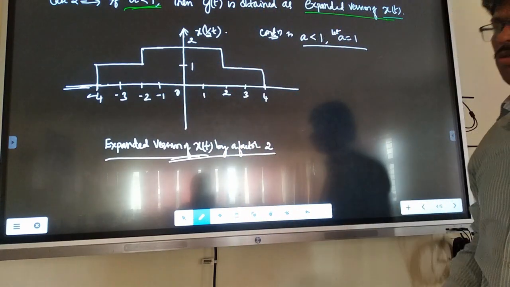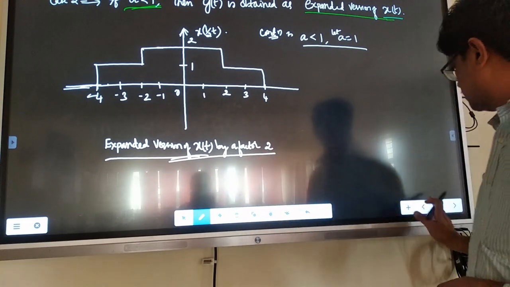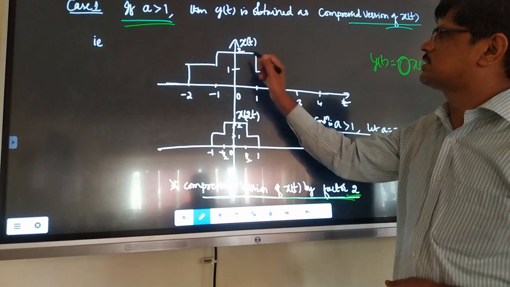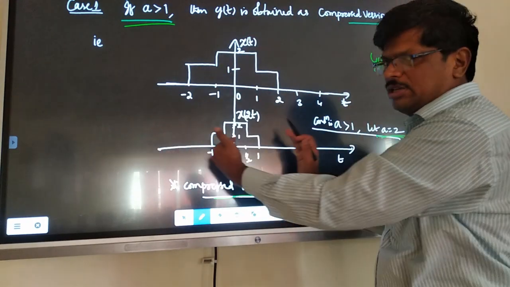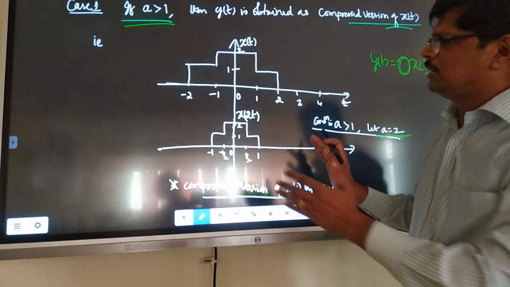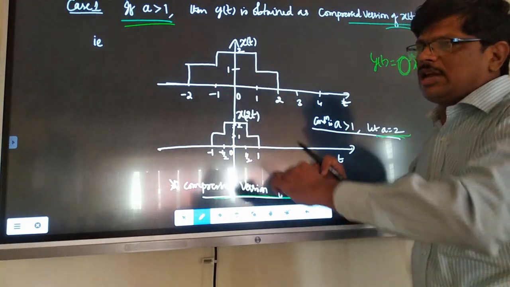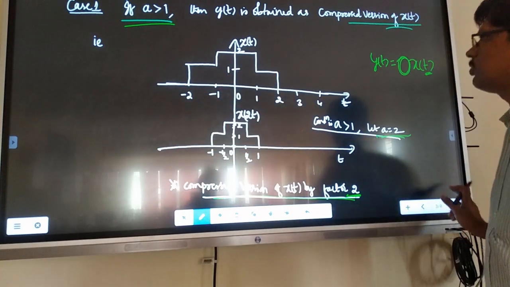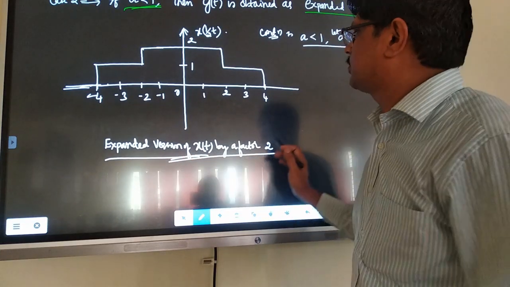This is absolutely used in mobile. Today, whatever applications you use, you can't send all the things in the mobile to the other side. If you want to send signals, you are compressing the image and expanding the image. At the same time, the receiver, after getting the image or your signals, has to expand. Absolutely, these two are used. So, the expanded version of x of t by a factor 2.